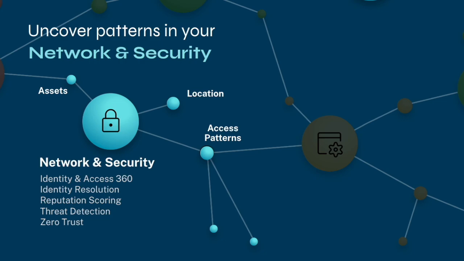Another common graph is network and security. Any organization has assets such as computers, servers, printers, and other tangible things that the company owns. These assets exist in a particular location. They have access patterns. They have permissions. All these things are related and connected to each other. Storing the data in a graph unlocks improvements in identity control, reputation scoring, and threat detection.